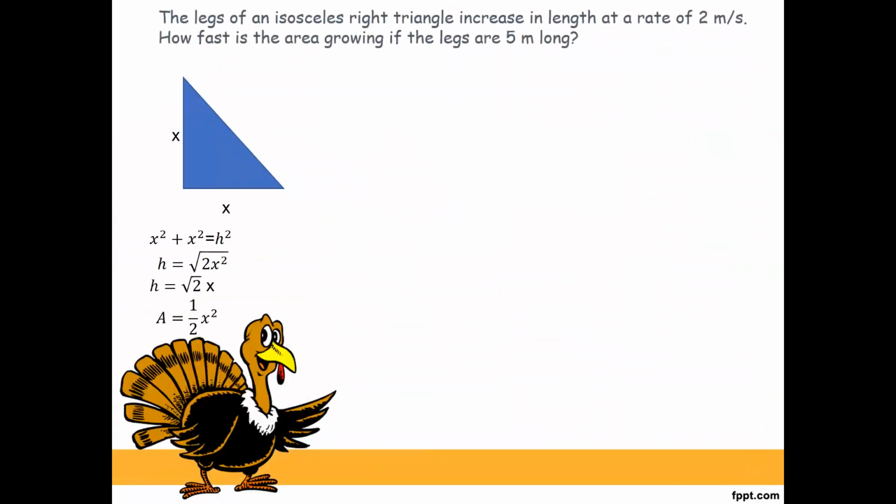All right. The legs, now this is a new problem. The legs of an isosceles right triangle increase in length at a rate of 2 meters per second. Now, isosceles means the two legs are equal, so we call them both x.